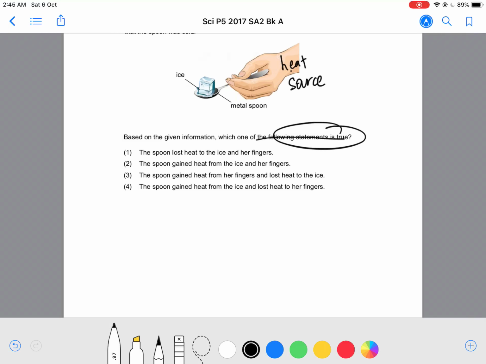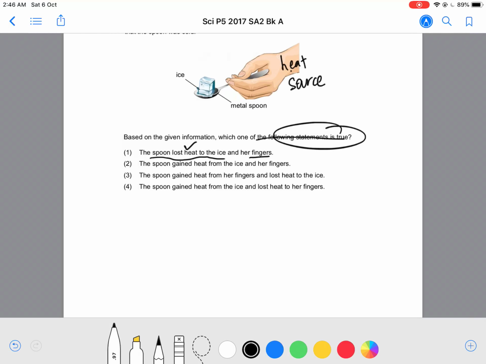Number 1, the spoon lost heat to the ice. That means the spoon actually got colder. Cannot be, right? That's nonsense. The spoon gained heat from the ice. That's also quite... Okay, wait. I think I have made a mistake. The spoon lost heat to the ice is actually correct. The spoon got colder, yes.